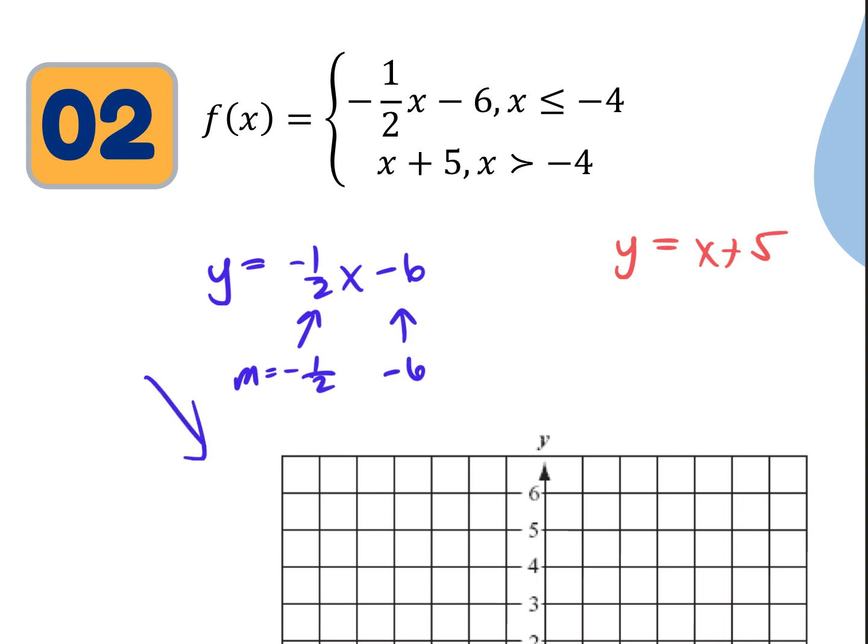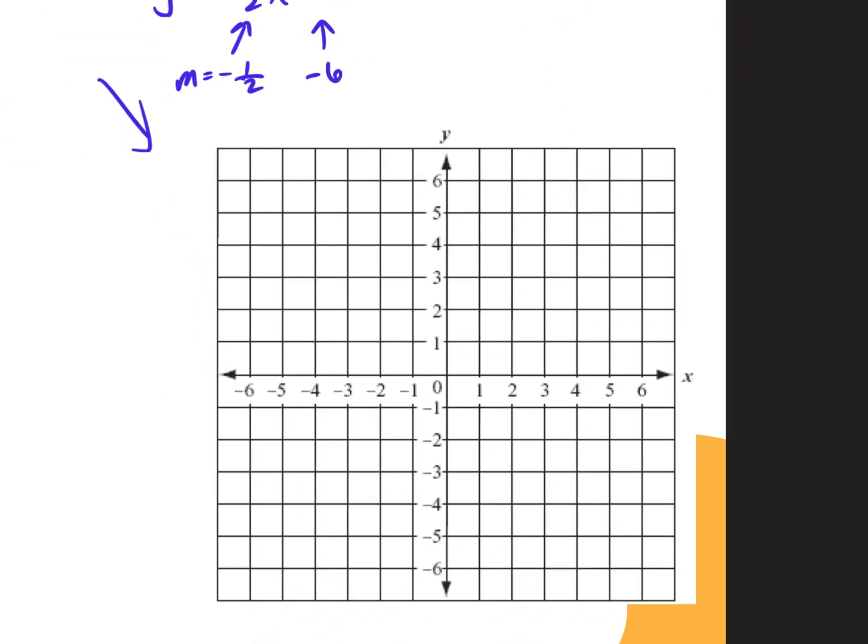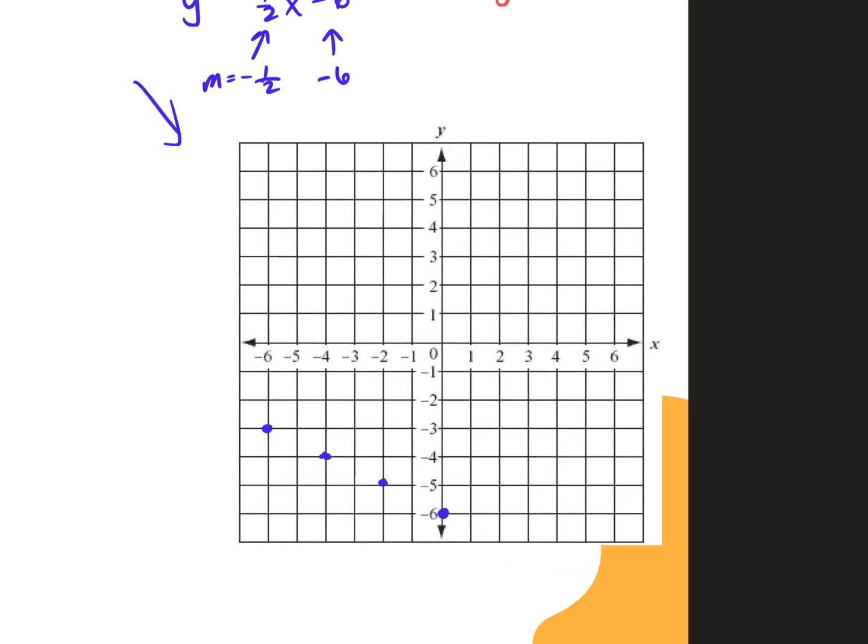So it's a downward sloping line. So -6 down here. Up and over which way? To the left, good. Up and over which way? To the left. Up and over which way? To the left. Everybody with me? Okay, so something like this.